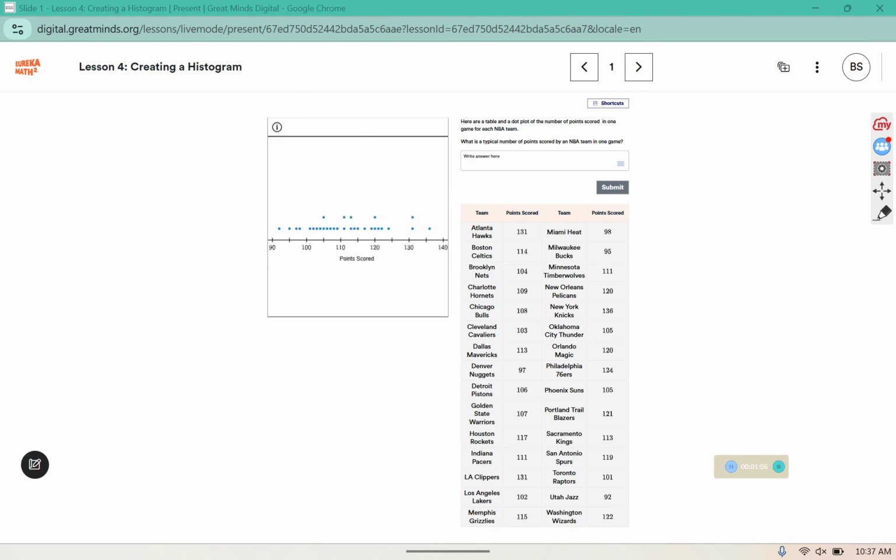Lesson 4 is a digital lesson, so if you have access to the Great Minds digital lesson, go ahead and follow along there. Otherwise, just take notes in your workbook as you follow along with the video. It says here are a table and a dot plot of the number of points scored in one game for each NBA team. What is a typical number of points scored by an NBA team in one game?